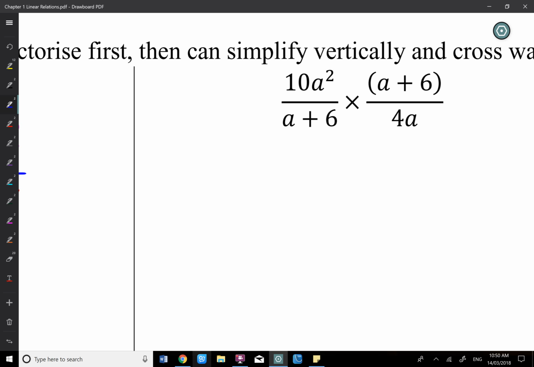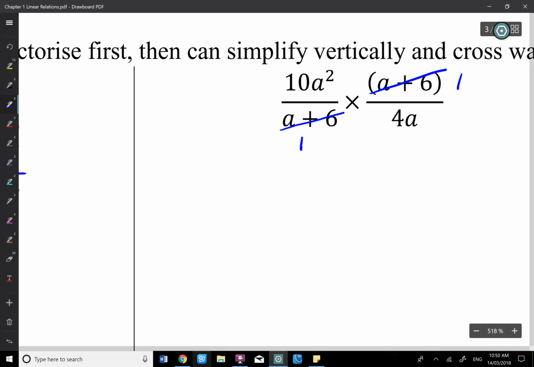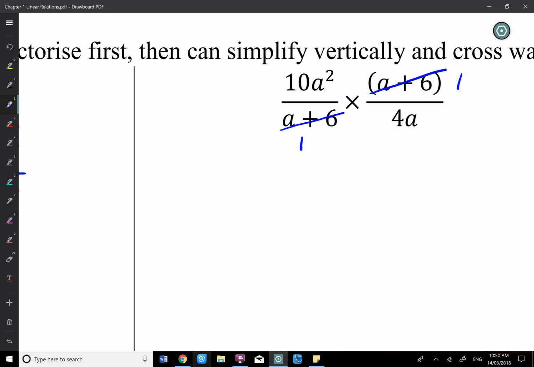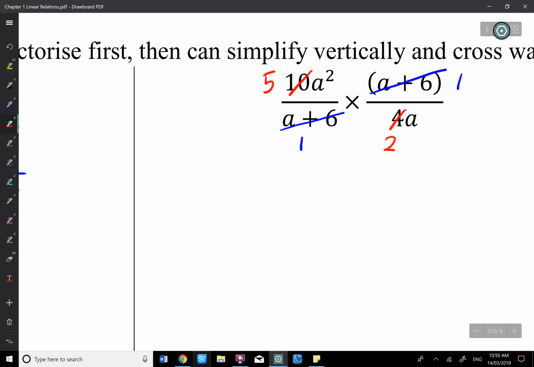Now let's see the next one. The next one doesn't have multiple terms to factorize, so I can directly see this one and this one. They can become 1 and 1. They look identical, denominator and numerator. And then for the 4 and the 10, I can divide by 2 and they become 2 and 5.